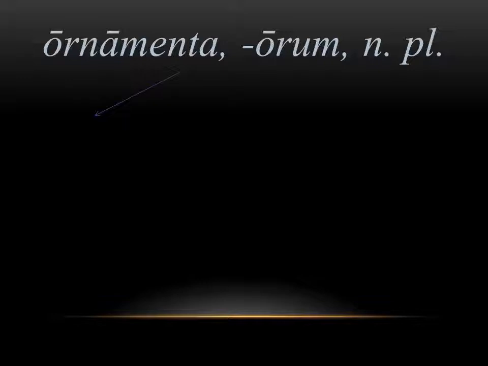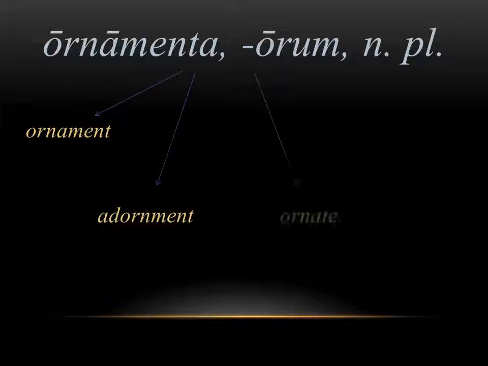Next, you have ornamenta, which means furnishings. And this is talking about the stuff that you would have in your house or apartment. In English, we get ornament, adornment, ornate. They all have to do with the same idea, the stuff that you decorate your house with.